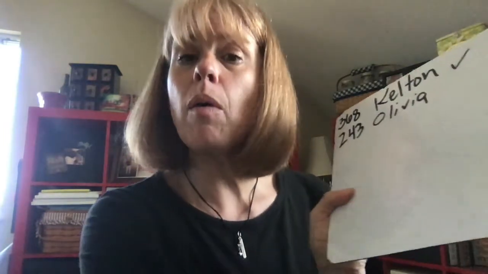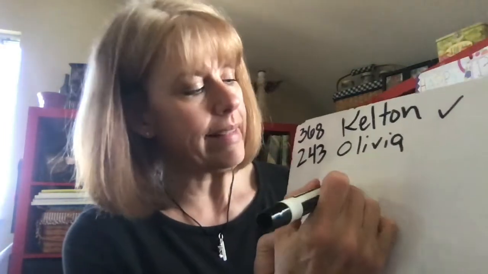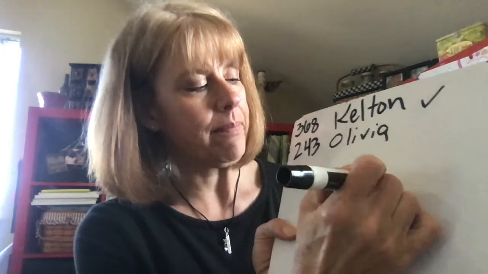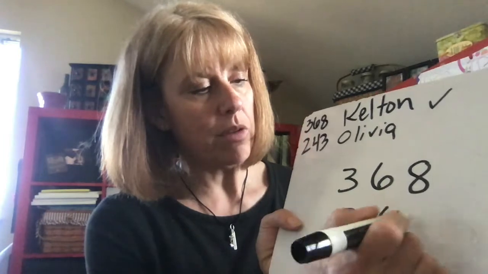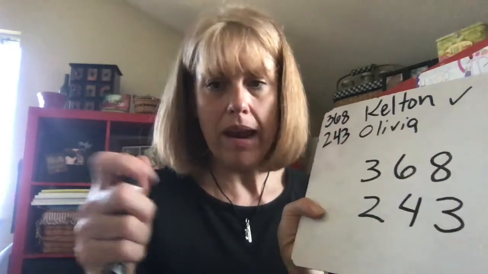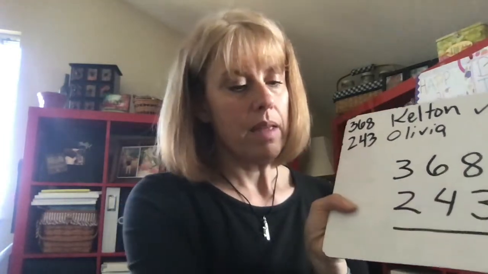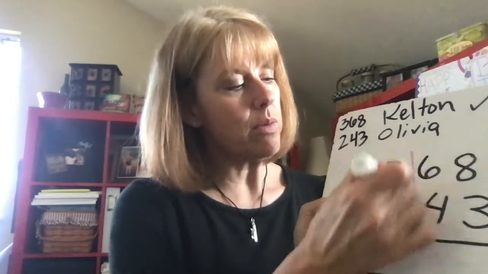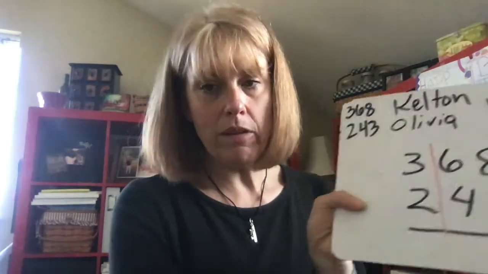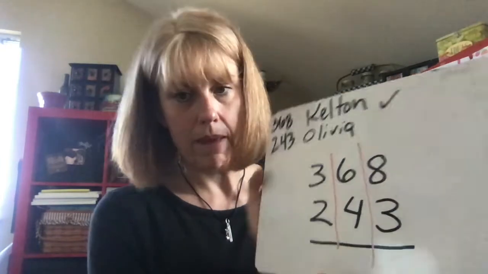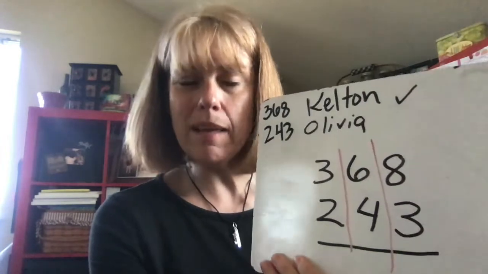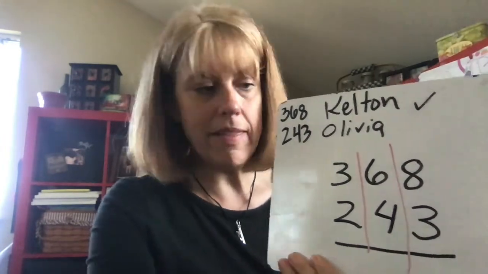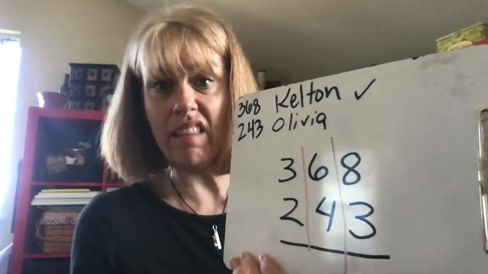Now, the next part of this question, we want to know how many more cards does Kelton have than Olivia? I'm going to teach you this way today. Tomorrow we'll do it another way, and then we'll just keep on playing and see what works in your brain, okay? So, here we go. We've got Kelton with 368, Olivia with 243. My columns are all lined up. This one is really pretty easy because you don't have to regroup anything.